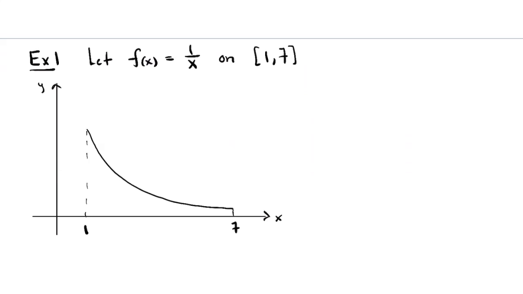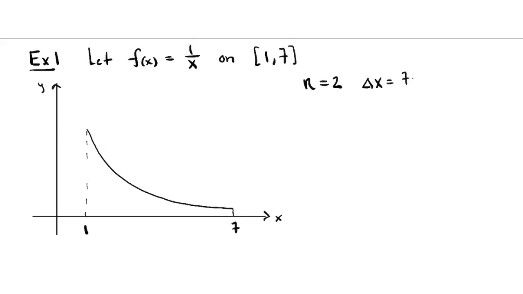Here's what I'm going to do. I'm going to take my interval from 1 to 7, and I'm going to cut it into 2 equal pieces. I'm going to establish some notation in this example as we go, so that's why I'm labeling this stuff. I'm taking 2 equal pieces, cutting the interval from 1 to 7 into pieces of equal width, 2 of them, and I'm going to call that width delta x.